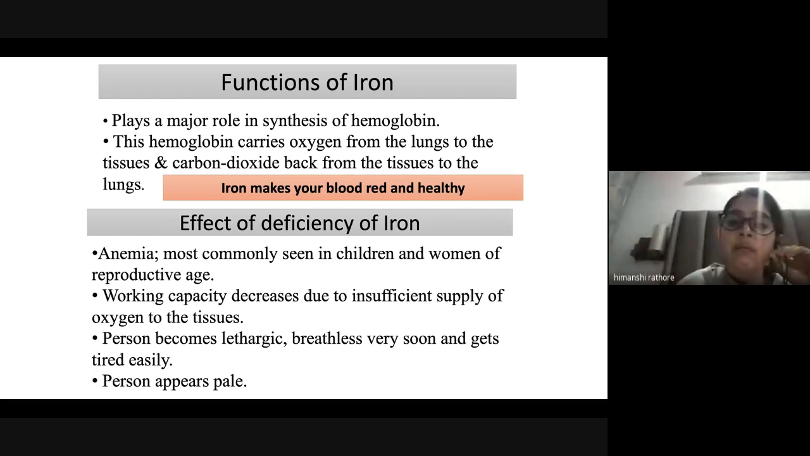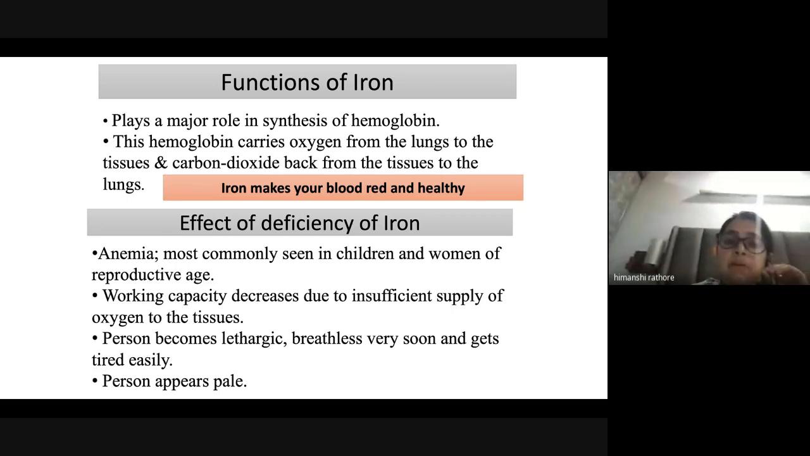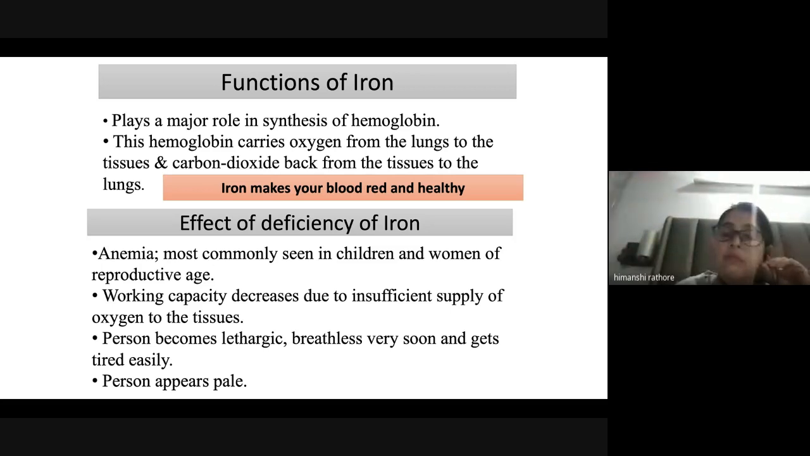I guess everybody can remember now, because I have discussed this in a very simple manner. Now, what happens if iron is not provided in sufficient amount to the body? Anemia. This is the disease which can be seen in children and especially women. As I told you, during pregnancy, iron supplementation along with folic acid is given to pregnant ladies, because anemia can lead to miscarriages in pregnant women.